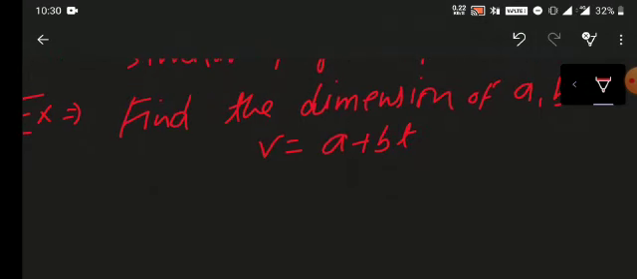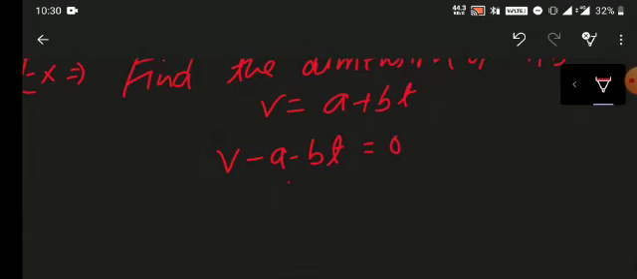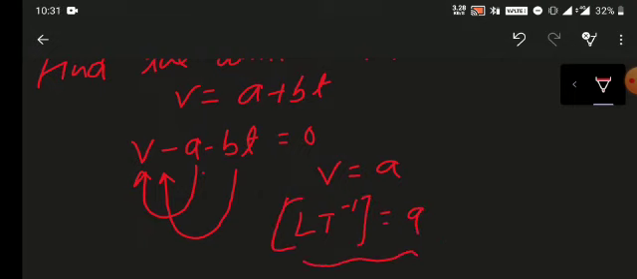Now we know that if we note down v minus a minus bt is equal to 0, it means that A and bt have the same dimension as velocity. So let's compare the terms with the velocity. If we compare v is equal to a, we know that the dimension of v is L T minus 1. So the dimension of a is equal to L T minus 1.